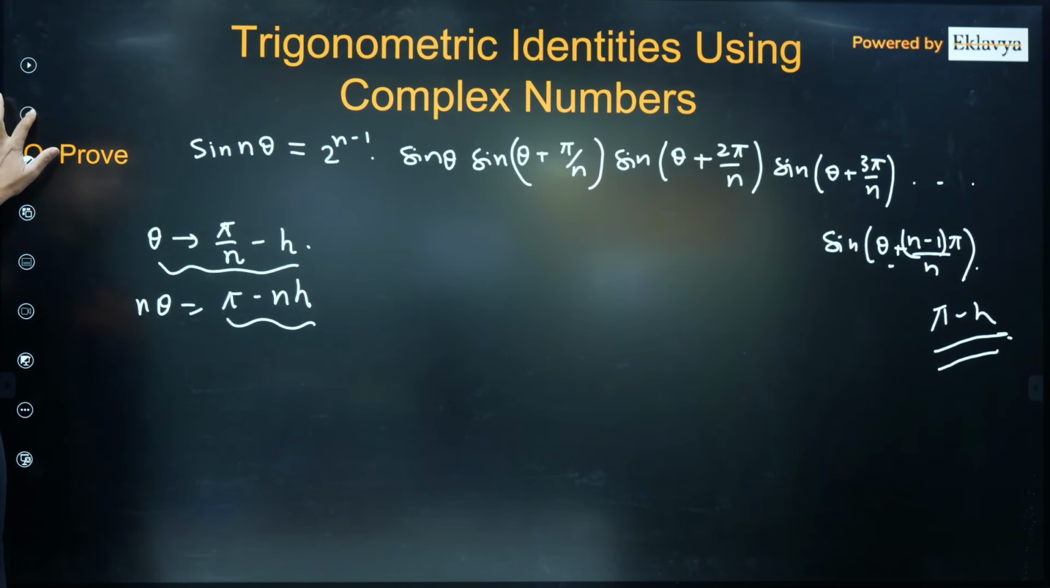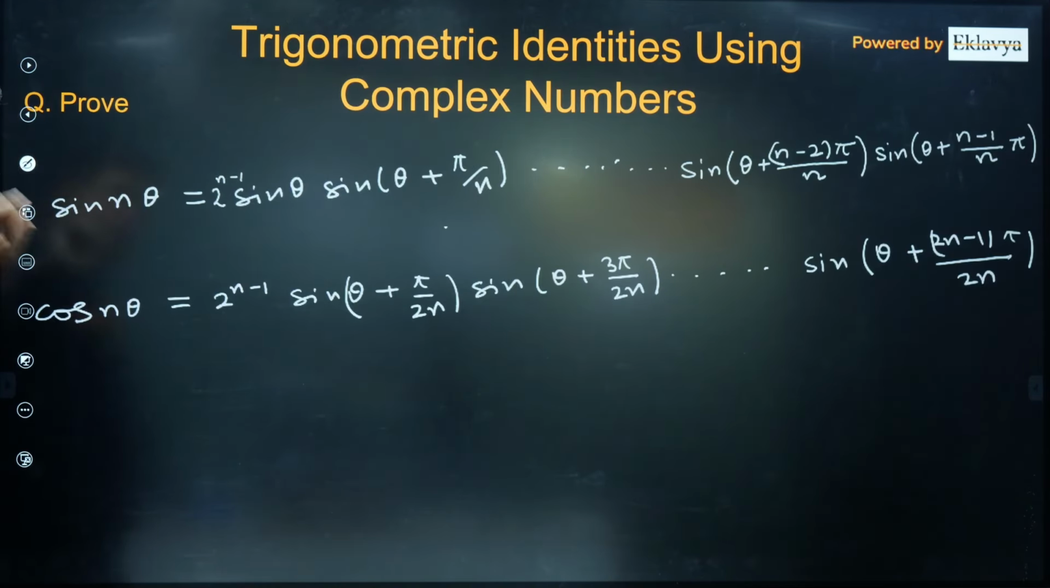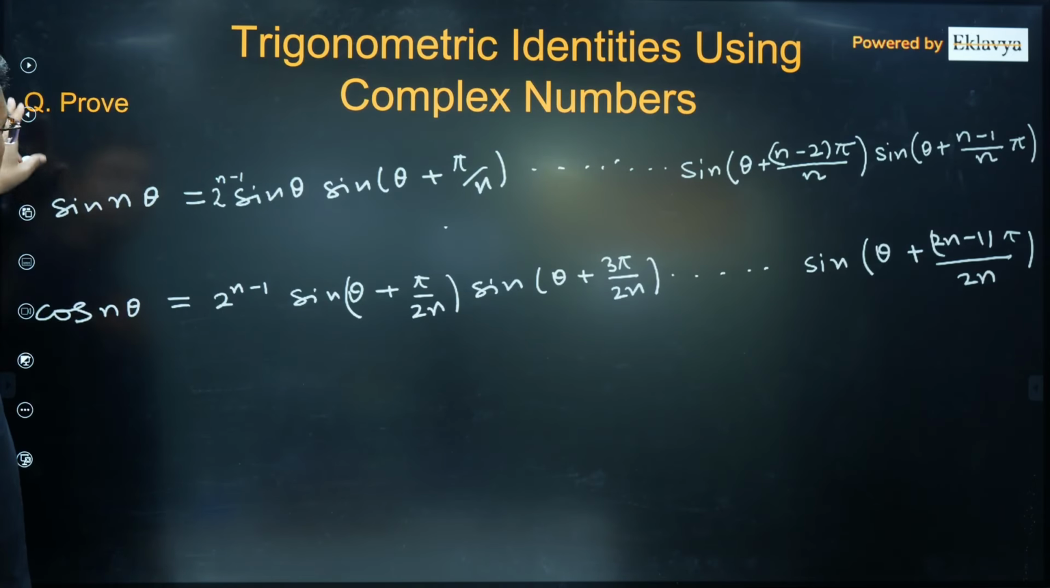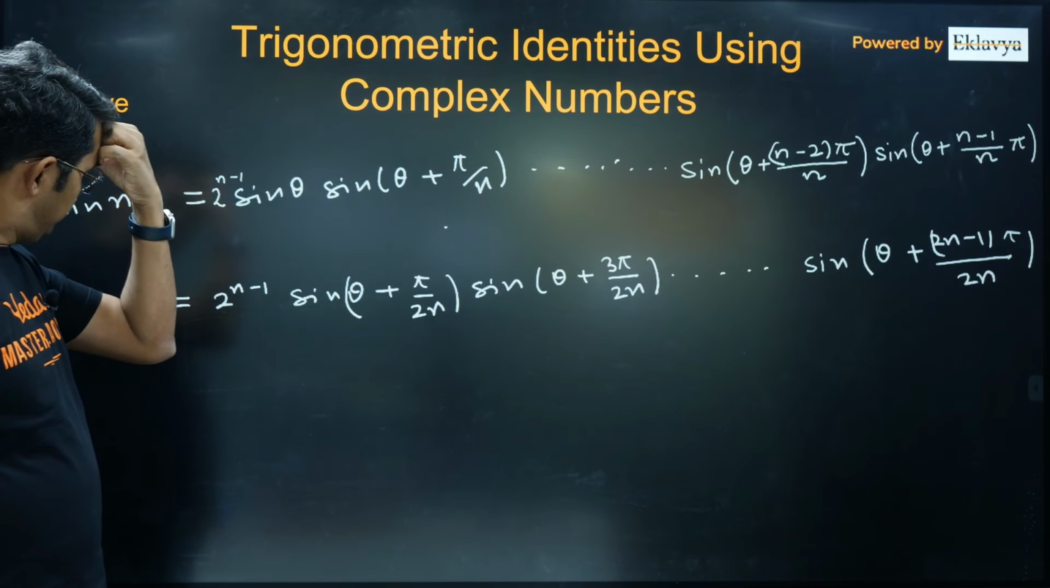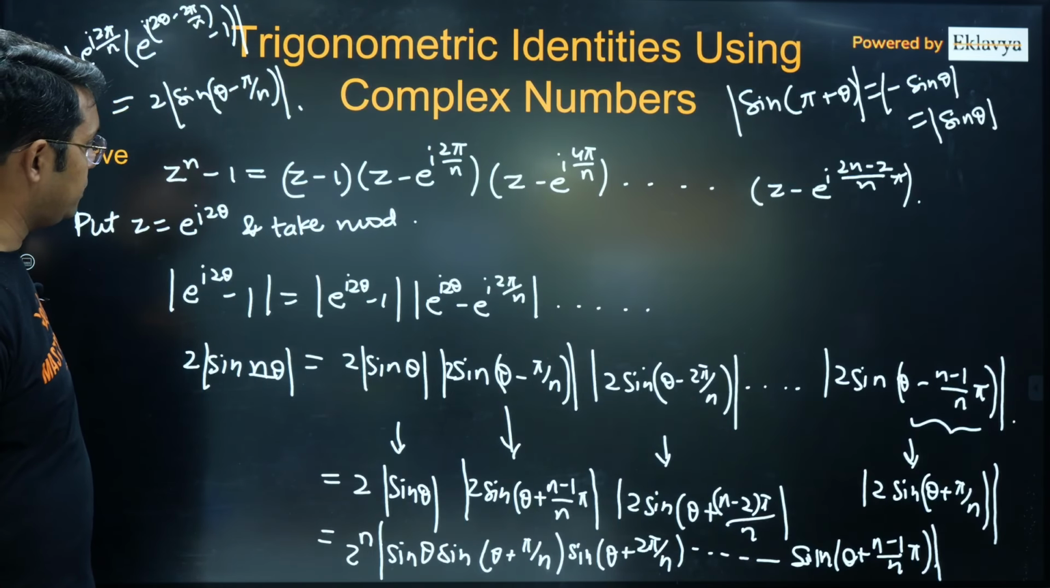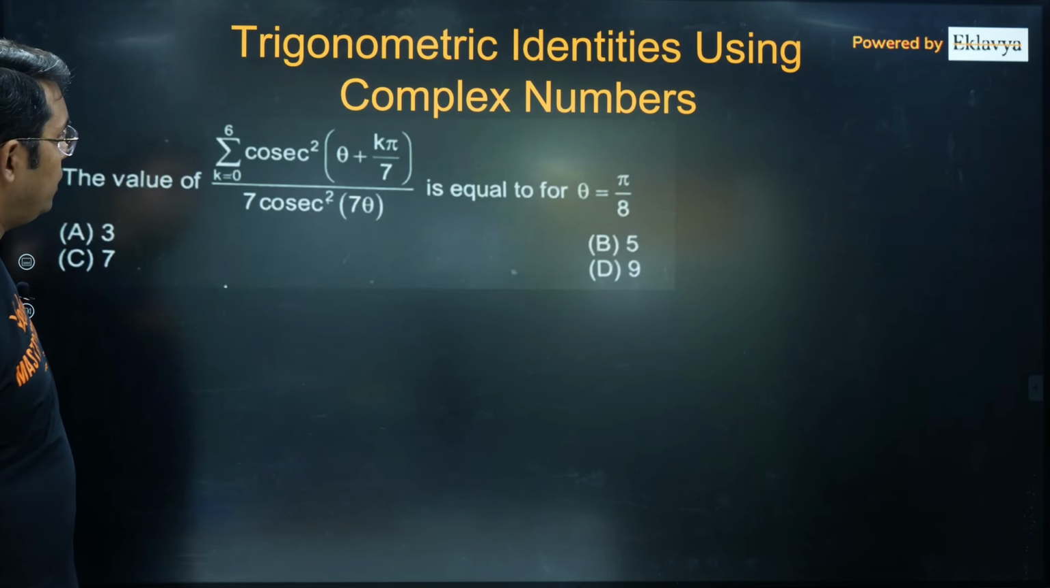Now there was one more thing for cos. This can also be done by the same method. You just have to put z equal to minus of 1, sorry. Yeah, for cos n theta it is not that direct, sorry. I think I need to tell you that also.